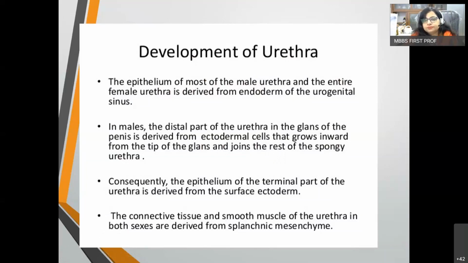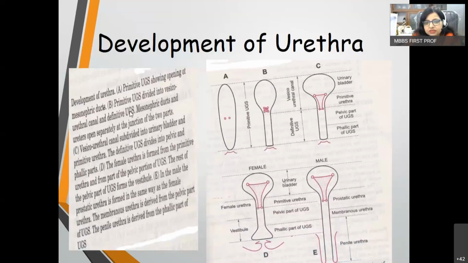Then talking about the urethra. The urethra is also endodermal in origin because it is derived from the cloaca. The connective tissue and the smooth muscle are derived from the splanchnic mesoderm. This is a diagram where you can make out how the urethra is developing and how it is partitioning in the male and the female.